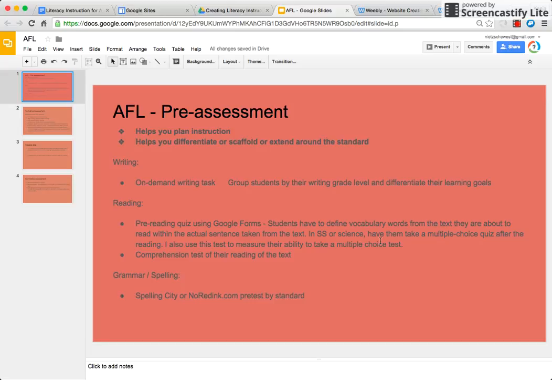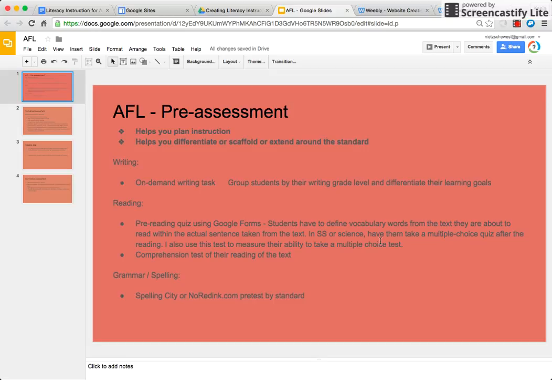In reading, there are a lot of ways to pre-assess: RAZ Kids, Accelerated Reader, informal reading inventories, which I've used, comprehension quizzes, and hopefully there's data from last year. But if you're talking about a core text that you're teaching, you should pre-assess that text.